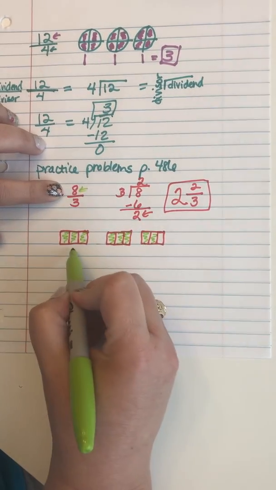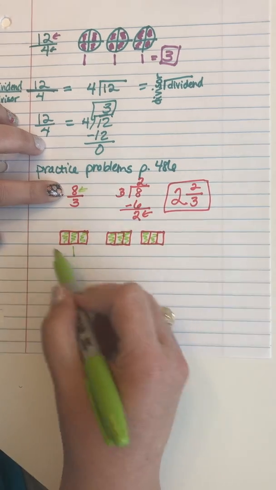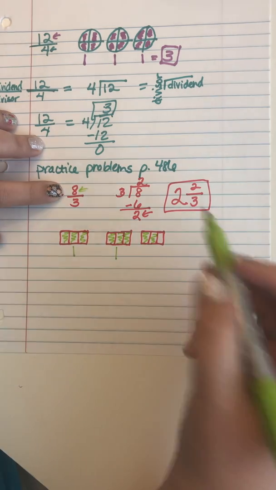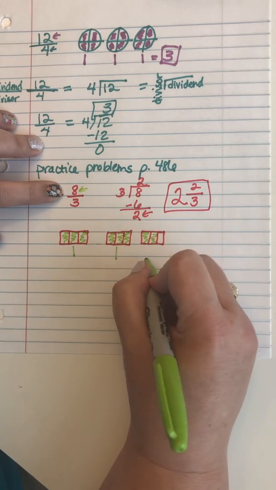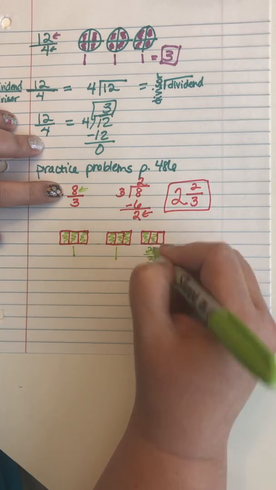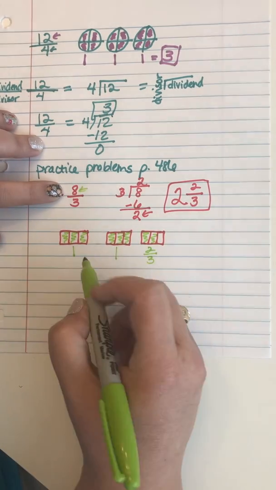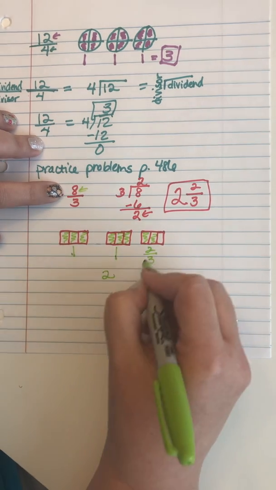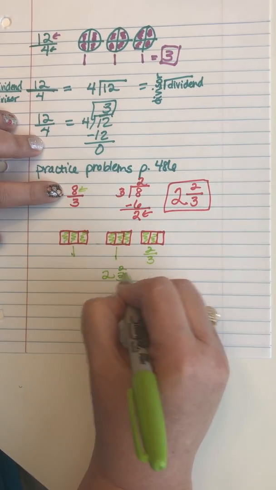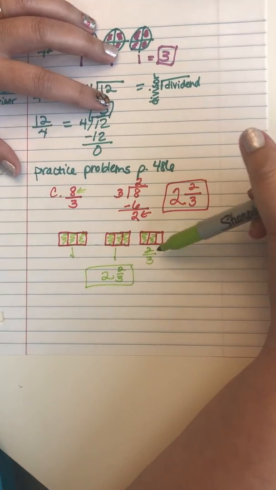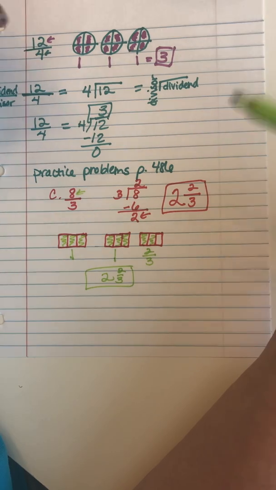So here I have a whole one colored. Here I have another whole colored. And here I have a total of 3 pieces, but I only have 2 of them colored. So when I add that together, 1 plus 1 is 2, and my fraction of 2/3. So that is your answer and how you should work A, B, C, and D for your practice problems on page 486.